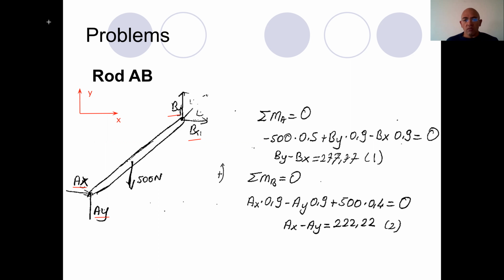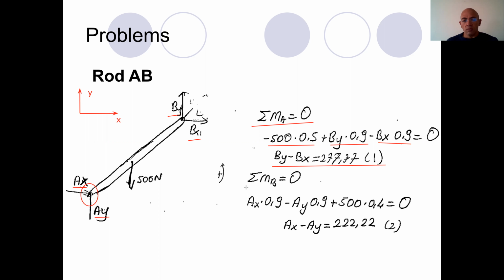Okay, so the first thing is to calculate the moment. We first take the moment with respect to point A. So it is minus 500 multiplied by 0.5, this is the moment generated by the external load, plus By multiplied by 0.9 because it is in counterclockwise direction, and minus Bx multiplied by 0.9, and this has to be equal to 0. So if we do the calculation from here, we get our first equilibrium condition. It is By minus Bx, that's equal to 277.77.